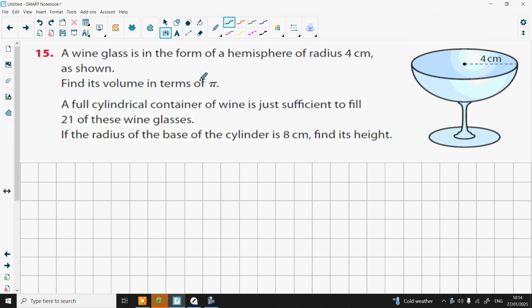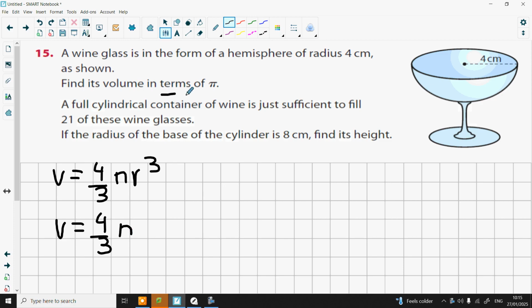Now, a wine glass is in the form of a hemisphere. Hemisphere means it's half of a sphere. So you're going to get the full sphere and then half your answer, okay? So the volume of a sphere is 4/3 pi r cubed. So you're going to get your volume of that and half your answer. Leave it in terms of pi.